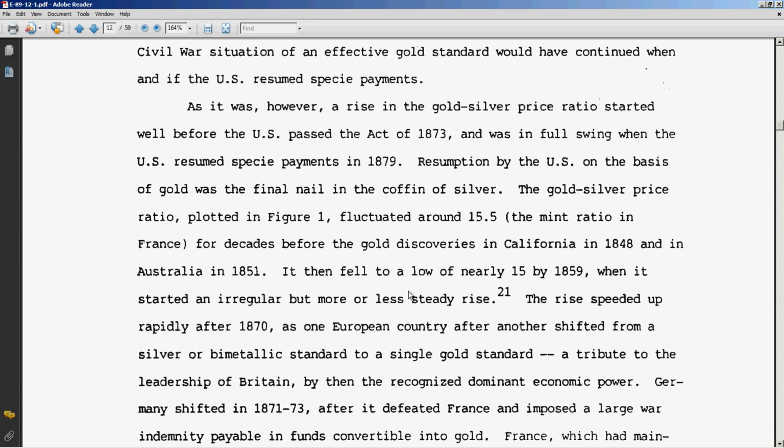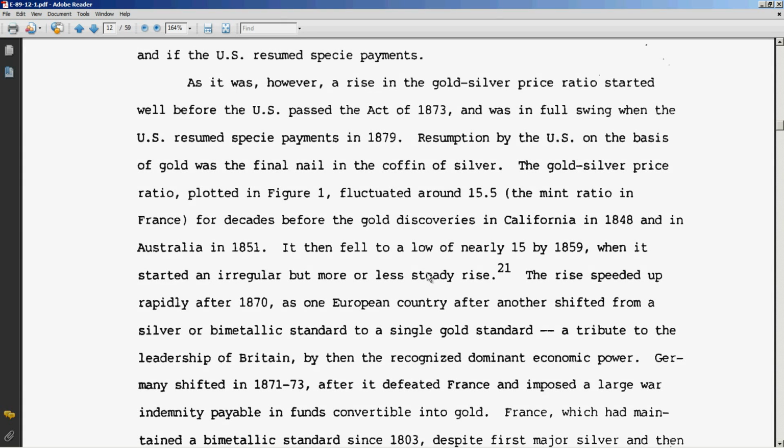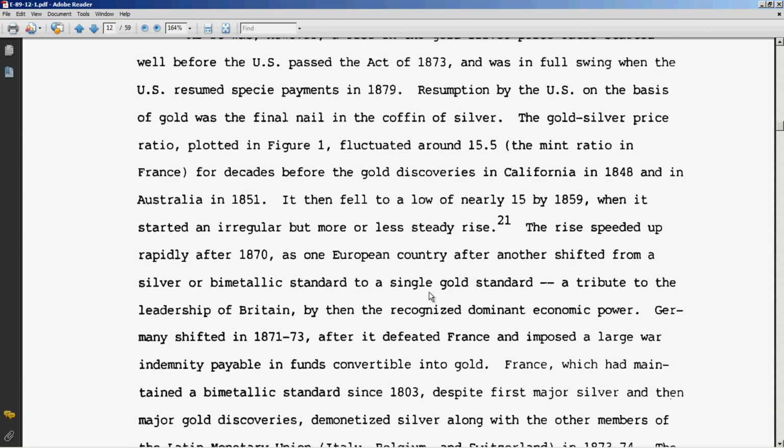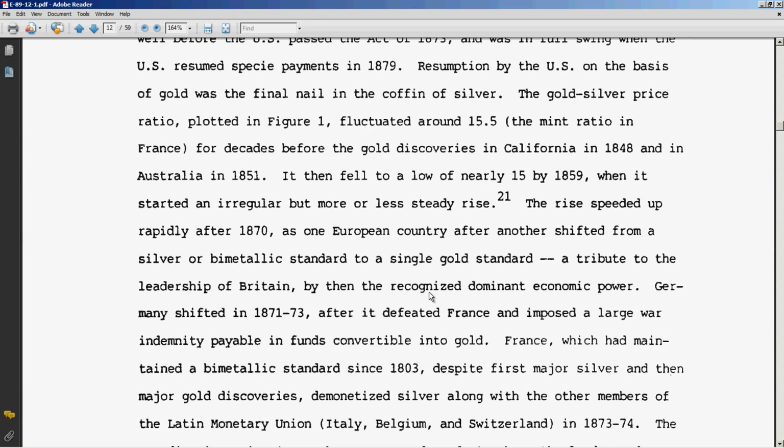The gold-silver price ratio plotted in Figure 1 fluctuated around 15.5 for decades before the gold discoveries in California in 1848 and in Australia in 1851. It then fell to a low of nearly 15 by 1859, when it started an irregular but more or less steady rise. The rise speeded up rapidly after 1870 as one European country after another shifted from a silver or bimetallic standard to a single gold standard, a tribute to the leadership of Britain.